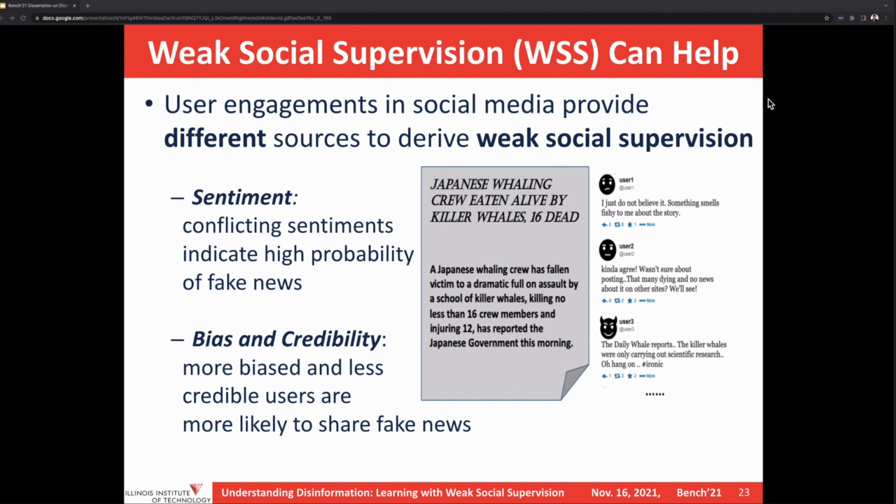And you can see on the right side, a lot of users' posts and comments can provide a lot of opinions and sentiment. For example, the phrase said, "I just don't believe it." This actually expresses a negative opinion, right? And the second one, kind of agree, actually provides a positive opinion. So basically, we can extract the weak supervision from different perspectives, such as sentiment, bias, and credibility.